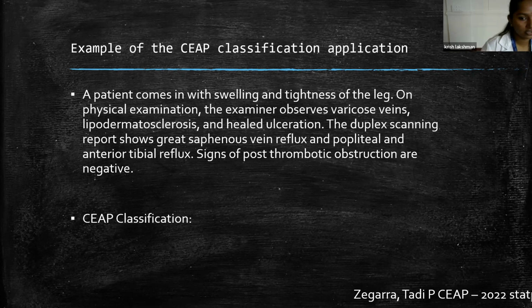Yes. So the main point I wanted to signify here is that it is not a stage. It's not like if the patient is in C5, that we should not mention C2. If the patient has C2 and C3 features, we have to mention both of them. So it comes something like this: C2,3,4,5, S, EP, AS, and PR. So it's not like a stage, it's like a component of the classification.